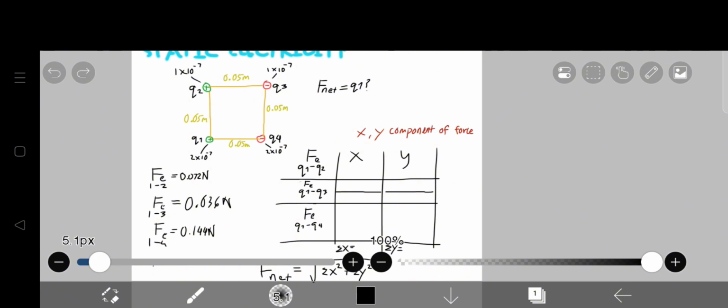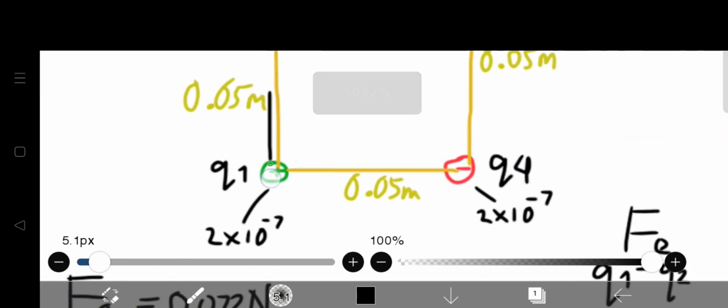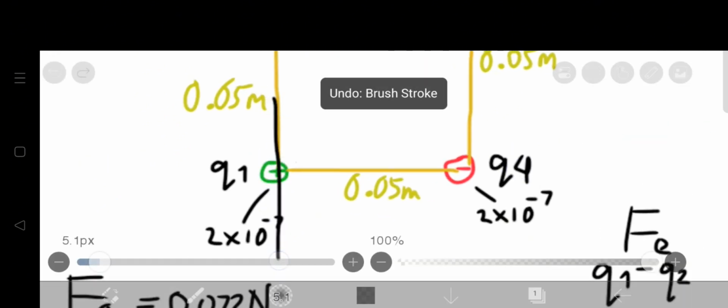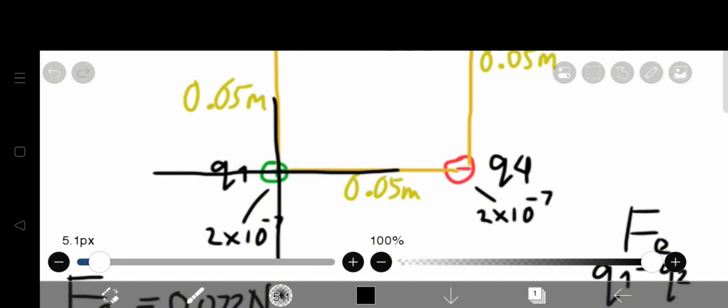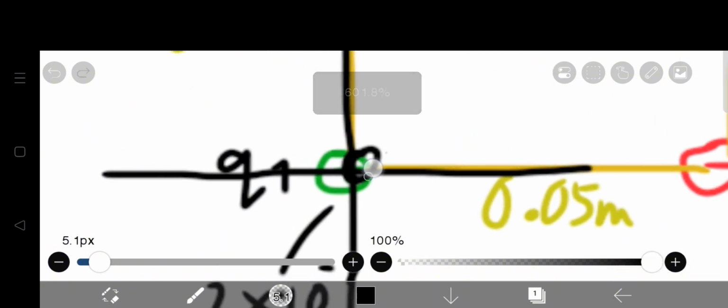Now, in finding the x and y component of force, isipin lang natin na meron tayong Cartesian plane. And in this Cartesian plane, yung magiging origin niya is yung subatomic particle na hinahanapan natin ng net force. So, ano ba yung subatomic particle na hinahanapan natin ng net force? That would be the Q1. So, magdodrawing lang tayo ng mini Cartesian plane. Ayan. So, as you can see, yung magiging origin ng Cartesian plane natin is itong Q1.